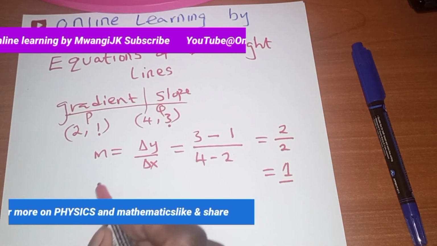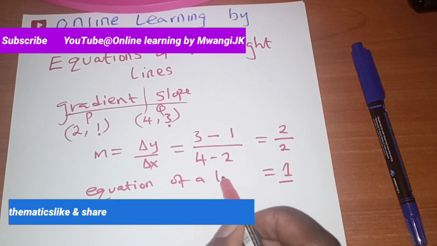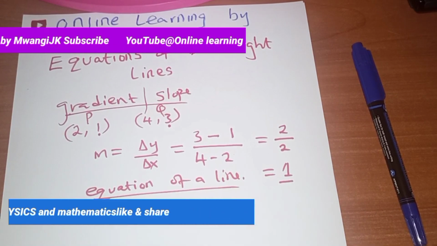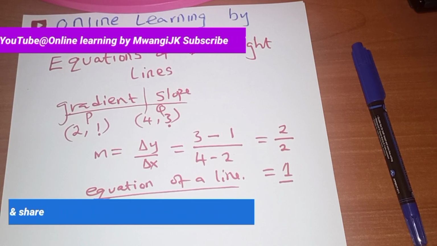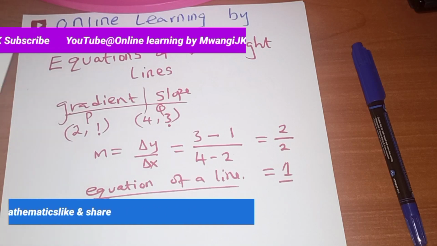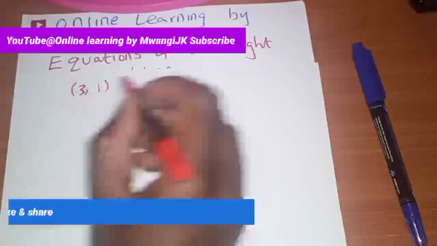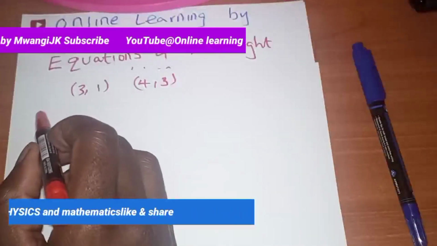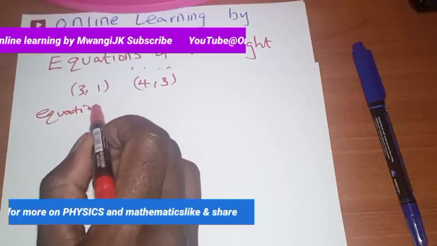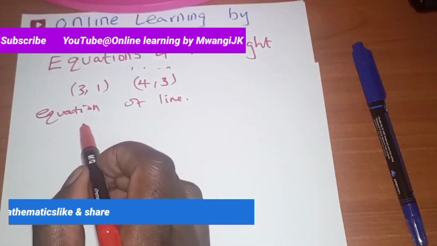Then we talk about the equation of a line. We can get the equation of a line given a point or given 2 points. For example, I have points (3, 1) and (4, 3). I want to determine the equation of this line. I'll first get the gradient.